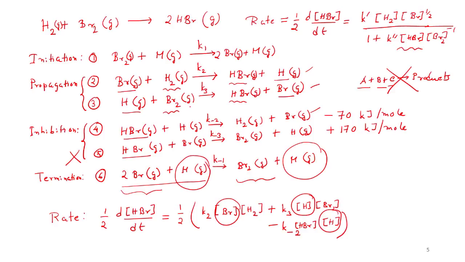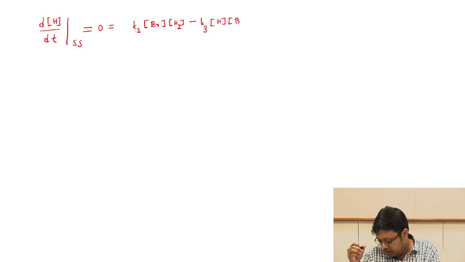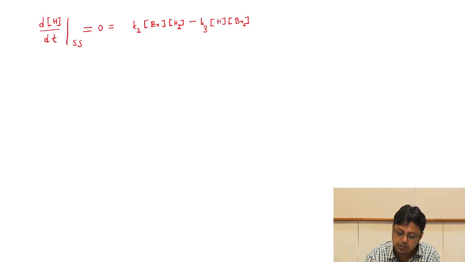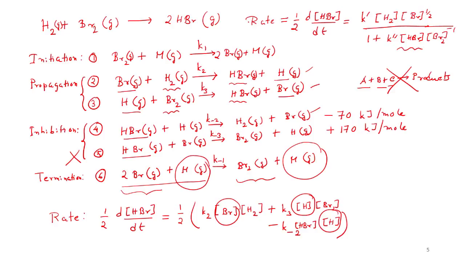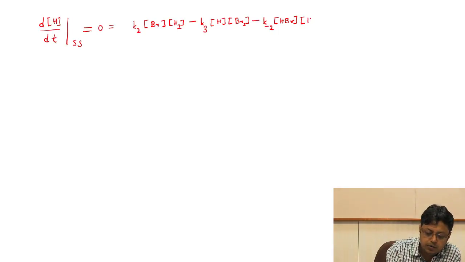You see the third step, H is consumed by Br2. And then see where it appears again. It appears again in reaction number 4, where it is again consumed by the action of HBr. So reaction number 4 has rate constant K minus 2, HBr into H. Alright. Similarly, we can write d[Br]/dt under steady state is 0.